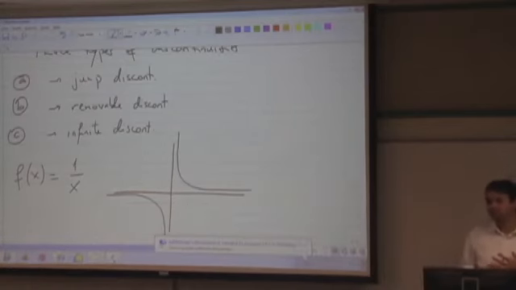Is that making sense? Wait, is that the only example? Or is there more? Oh, an infinite amount of examples, where it just doesn't touch 0. Any rational function will have an infinite discontinuity. Any vertical asymptote is an infinite discontinuity.